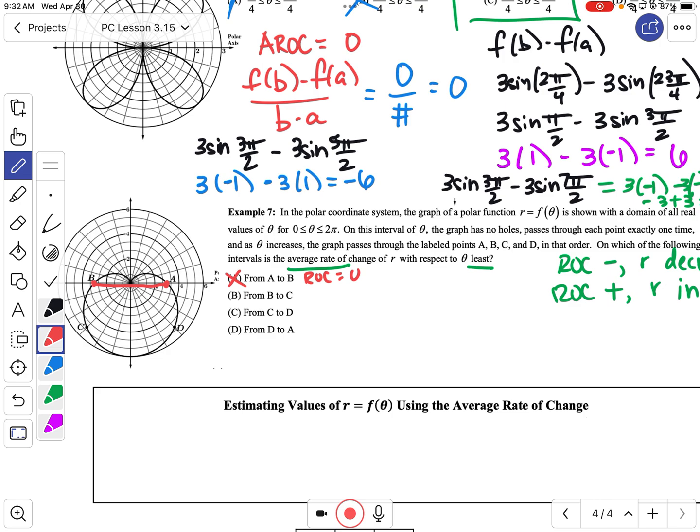Now let's look at the slope between B and C. What's true about your slope? It's positive. That line is positive, so my average rate of change is positive. Think about your radius. Is it increasing or decreasing? If I look at these points along it, is my radius getting bigger or smaller? Bigger. So r is increasing. That's not what I'm looking for. I need them to be opposites.